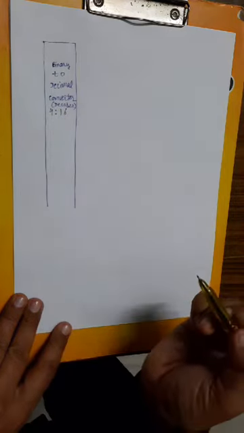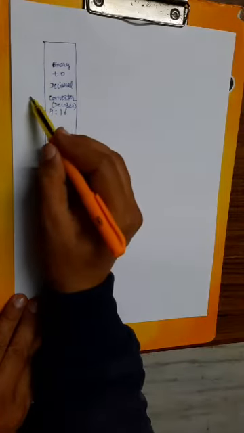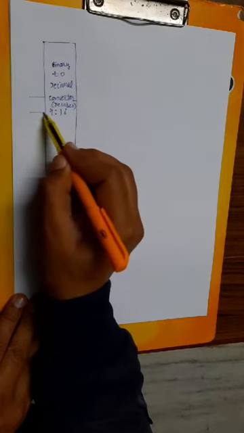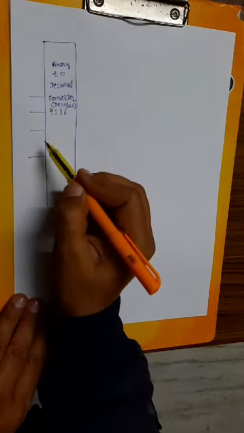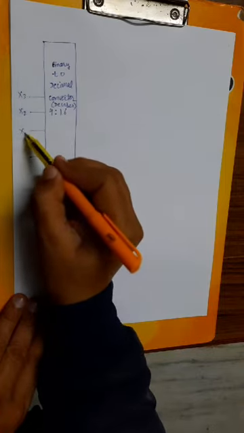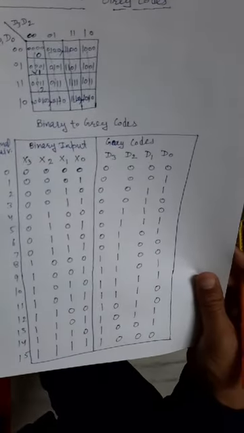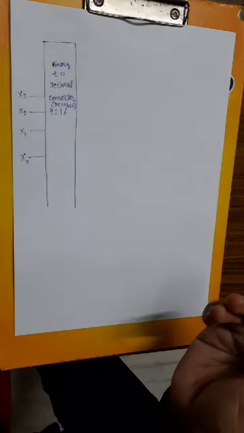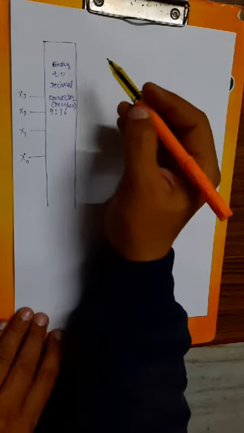Okay, 4 to 16 line, right? Now inputs are 4 inputs. Okay, 4 inputs, and we name 4 inputs as x3, x2, x1, x0. These are the same 4 inputs as we use in this table. Okay, so then what will be the output corresponding to these?